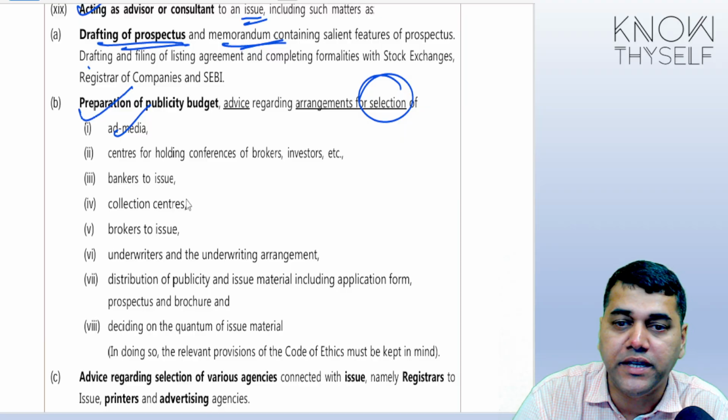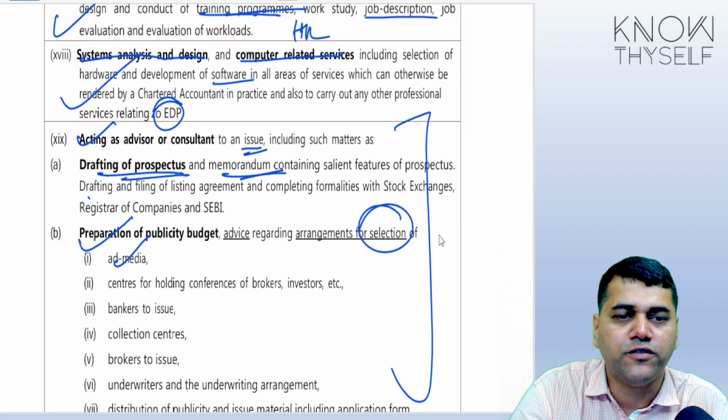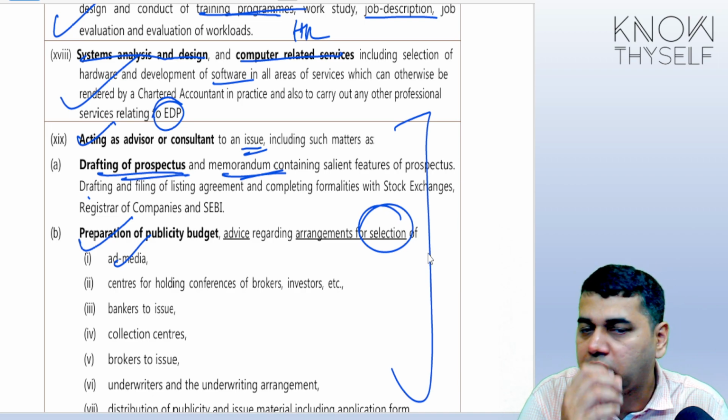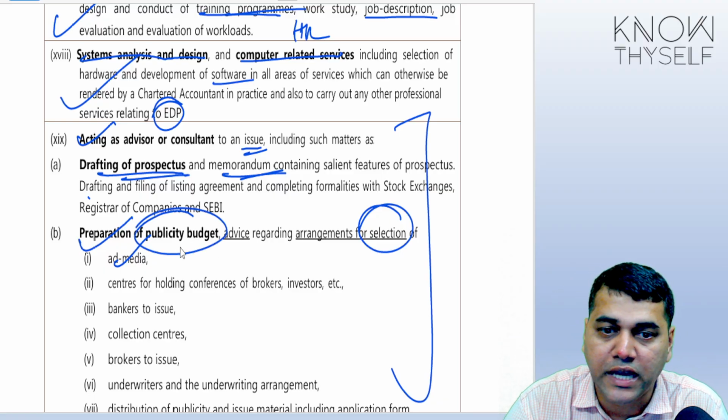Who should be the ad media? So these are all related to the advisor as an issue. Like you want to raise the funds from the stock market, so you can draft the prospectus. You can prepare one publicity budget because people should be aware now when the IPO has come.